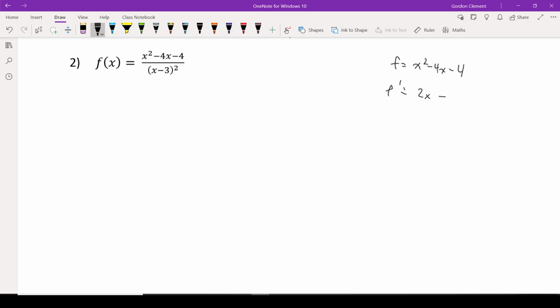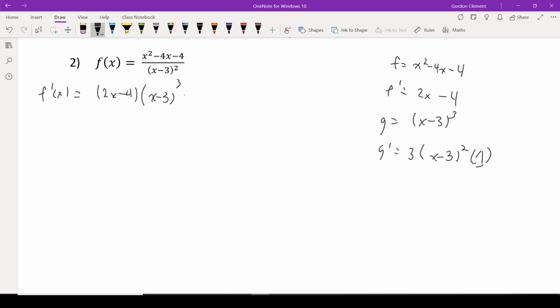For this one, very similar. These last two examples are very similar to ones we did just in skill 4, so the factoring and everything should work out the same. So there's my parts. Quotient rule, f prime g minus g prime f all over g squared. So the numerator should look like that. The denominator, again, x minus 3 squared. Squared is x minus 3 to the power of 4.